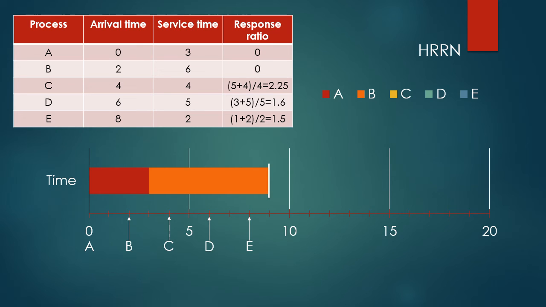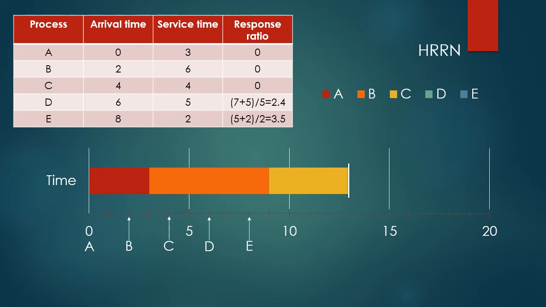For C, waiting time is 5, service time is 4, response ratio is 2.25. For D, waiting time is 3, service time is 5, response ratio is 1.6. For E, waiting time is 1, service time is 2, response ratio is 1.5. The highest response ratio is that of C. Having the highest response ratio, C was awarded the processor.